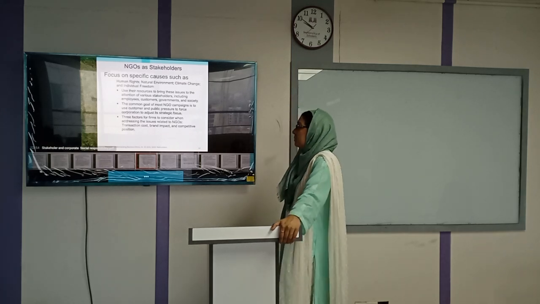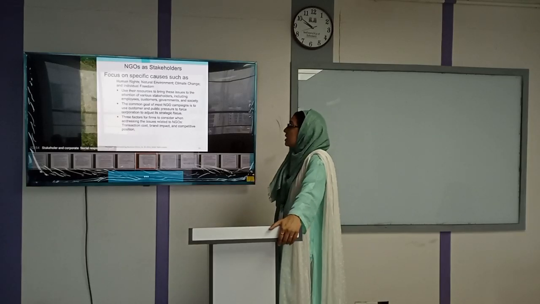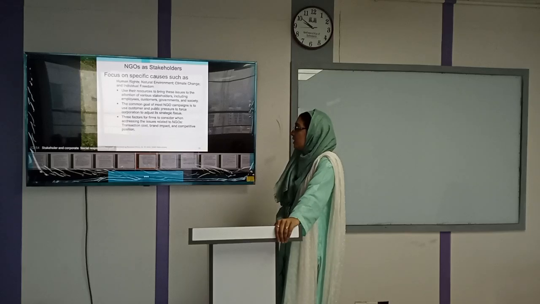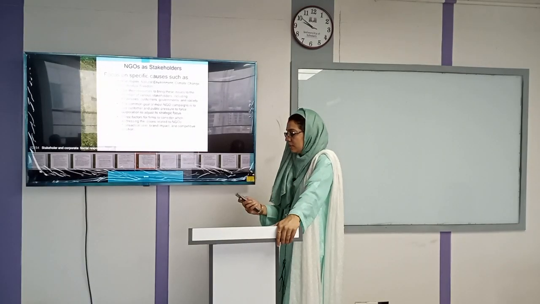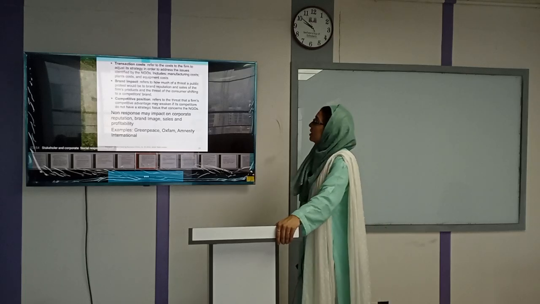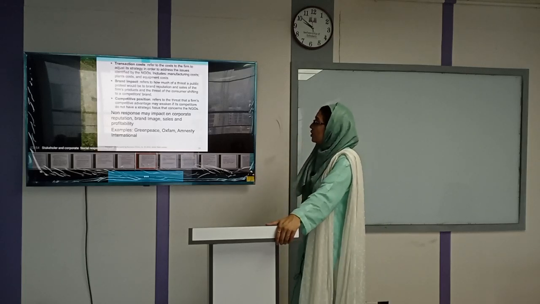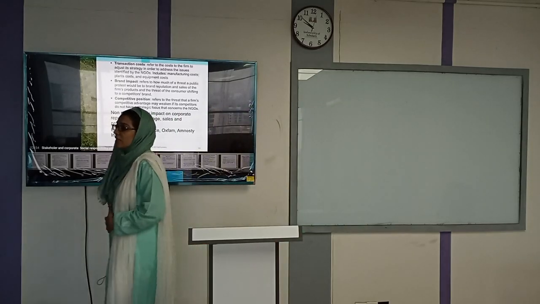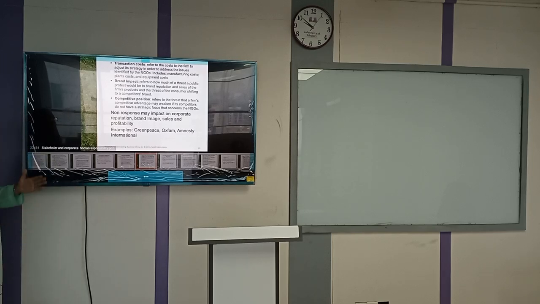The common goal of most NGO campaigns is to use customer and public pressure to force a change in company strategy. These three factors are considered: transaction cost, brand impact, and competitive position. Transaction cost refers to the cost of the firm adjusting strategy in order to address the issue identified by the NGO, including manufacturing cost, plant cost, equipment cost. Brand impact refers to how much public protest would hurt brand reputation, sales, and product. Competitive position refers to the threat to competitive advantage and strategic focus from the concern of the NGO. Now this cost will impact corporate reputation, branding, and sales profitability.